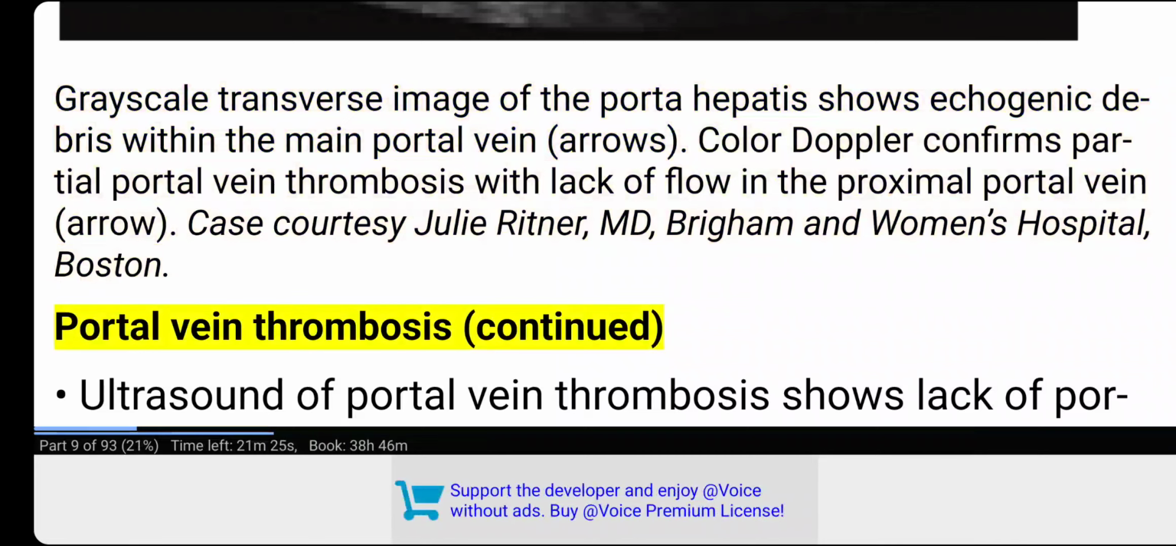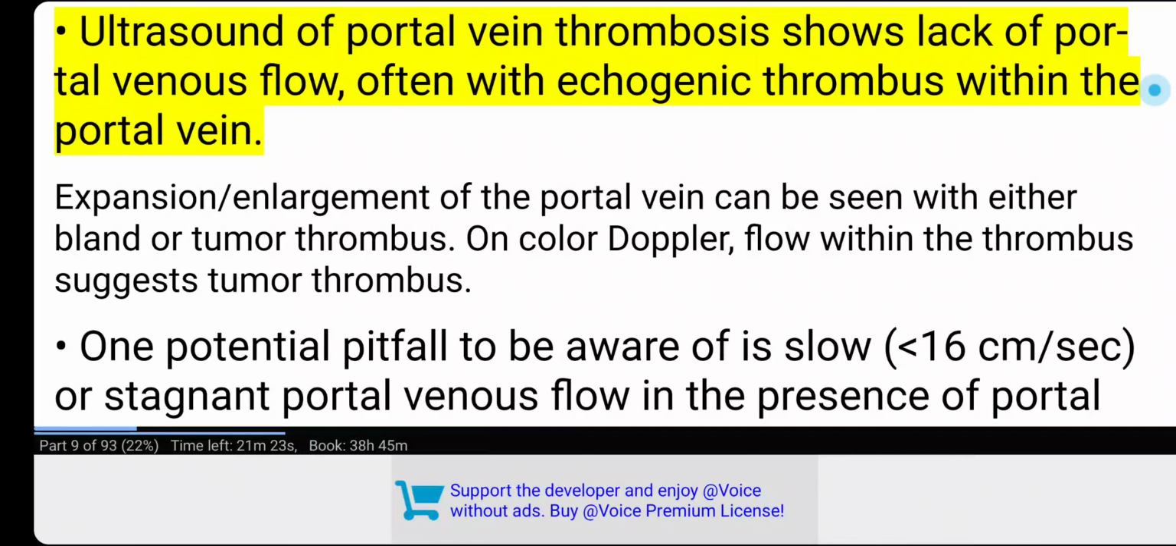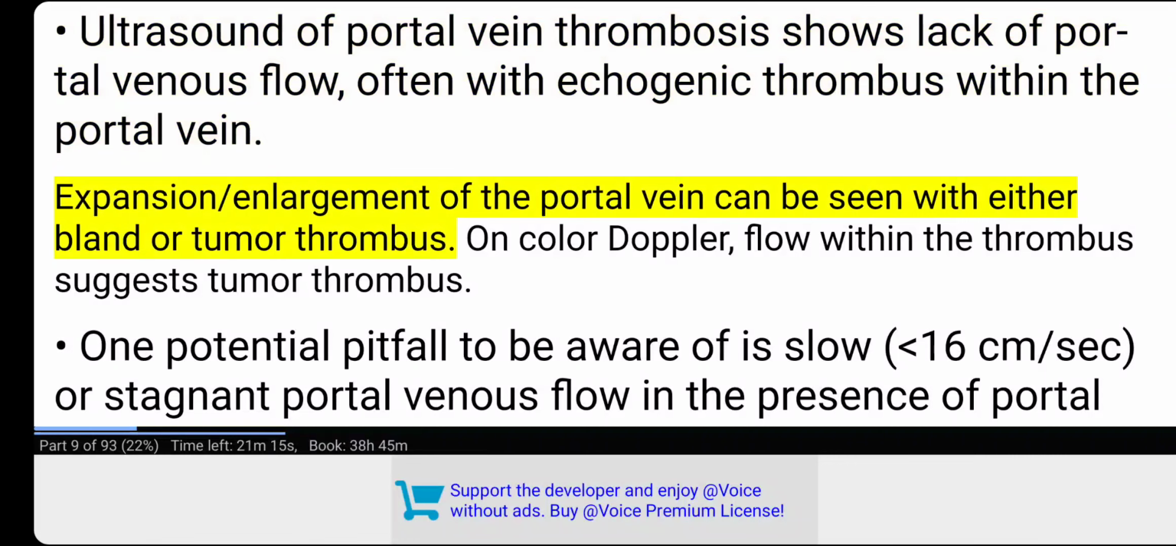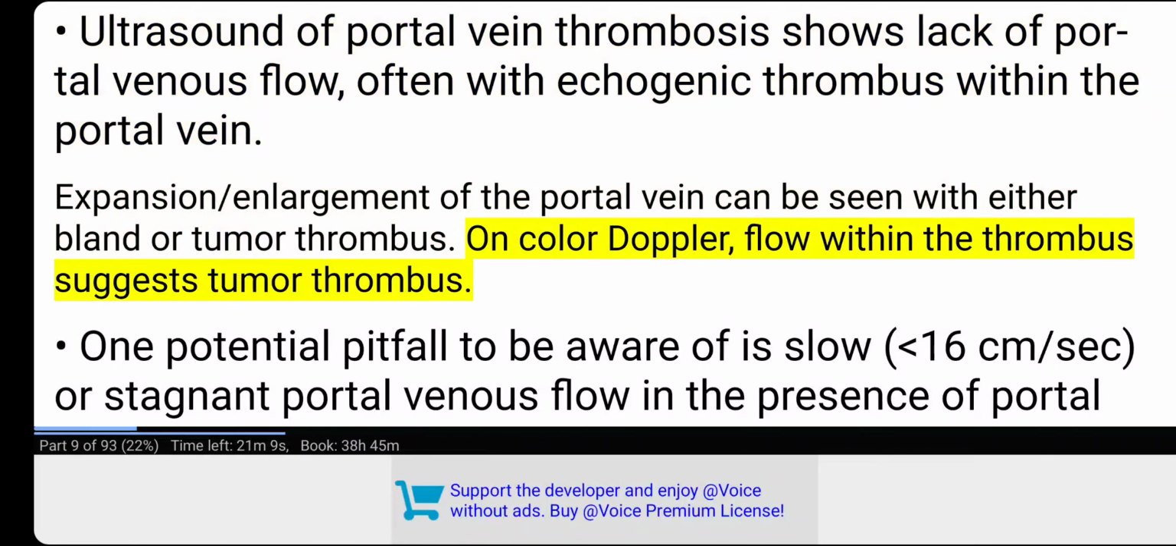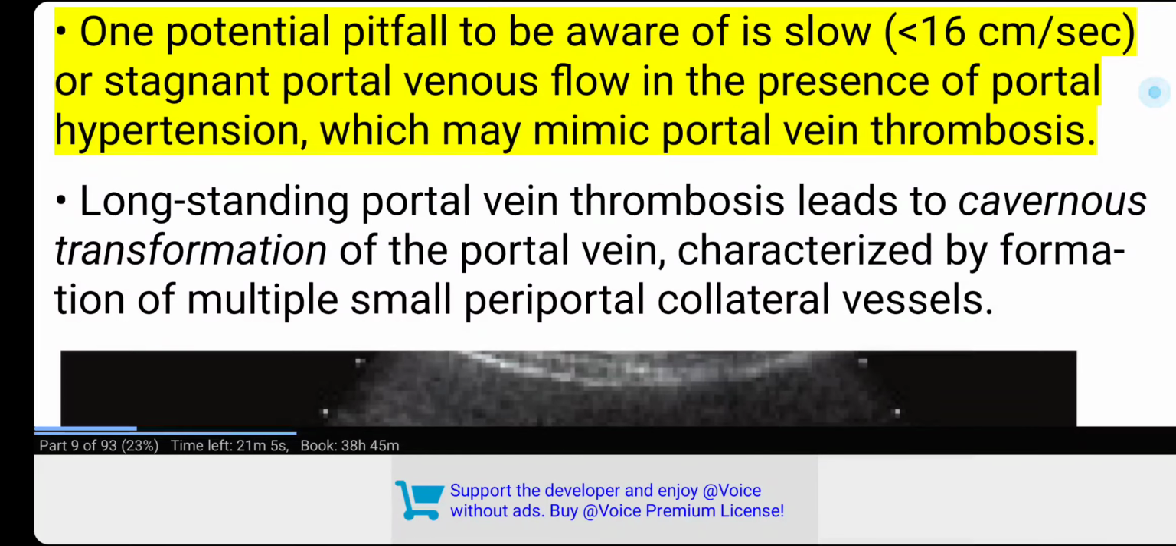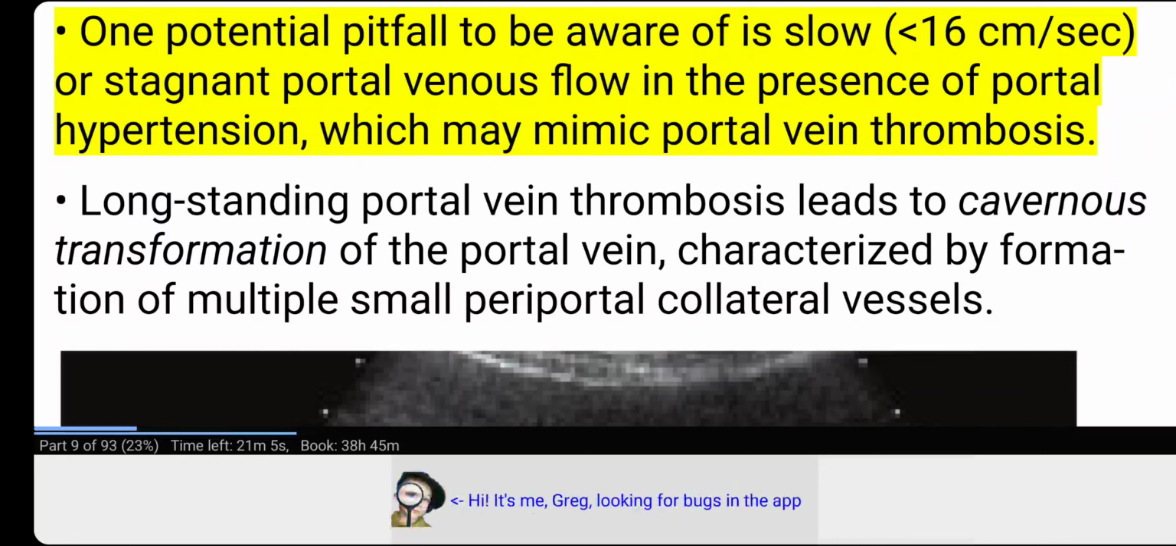Portal vein thrombosis, continued. Ultrasound of portal vein thrombosis shows lack of portal venous flow, often with echogenic thrombus within the portal vein. Expansion, enlargement of the portal vein can be seen with either bland or tumor thrombus. On color Doppler, flow within the thrombus suggests tumor thrombus. One potential pitfall to be aware of is slow, less than 16 cm/sec, or stagnant portal venous flow in the presence of portal hypertension, which may mimic portal vein thrombosis.